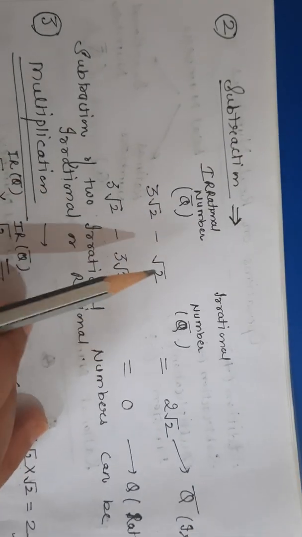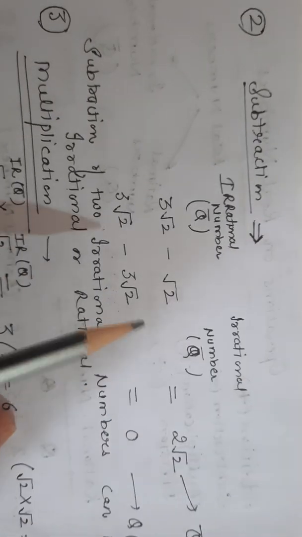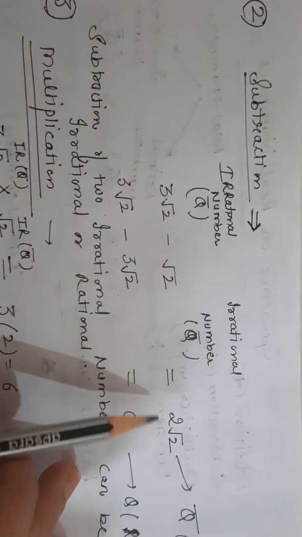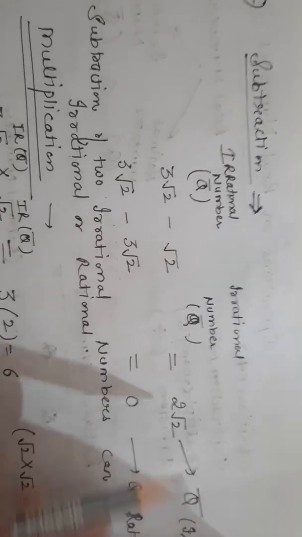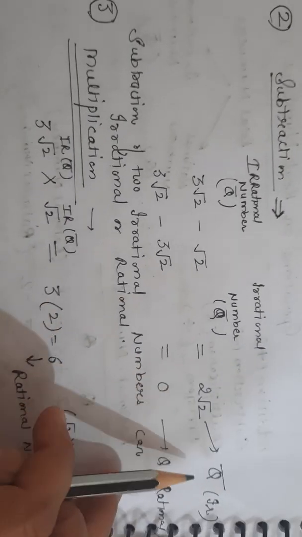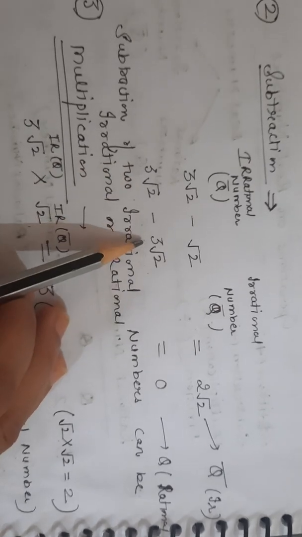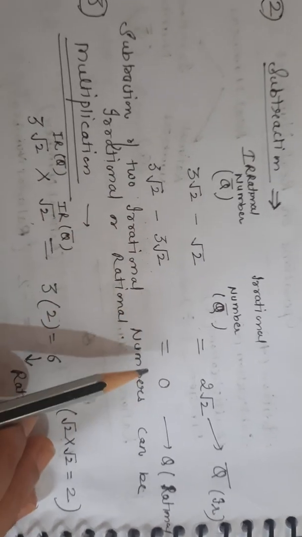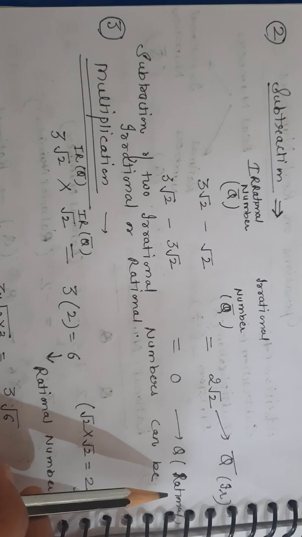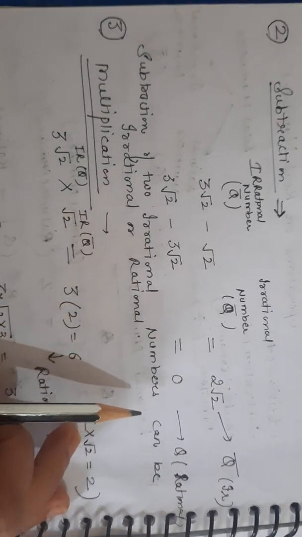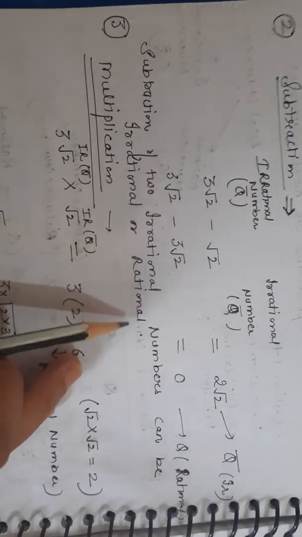Now for subtraction, you subtract any two irrational numbers. Like the first is 3 root 2, another is root 2. The difference is 2 root 2. As root 2 has non-terminating, non-repeating decimal expansion, twice of it is also irrational, right? Now you subtract 3 root 2 from 3 root 2. The answer is 0, which is rational. So just like addition, the subtraction of two irrational numbers can be irrational or rational.